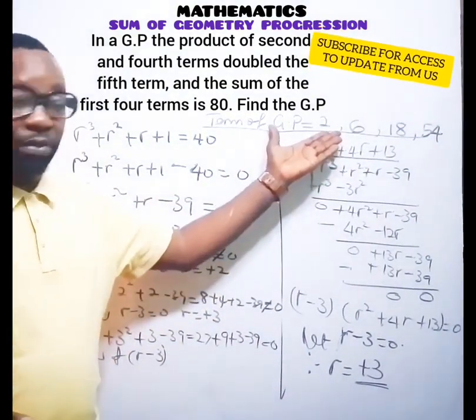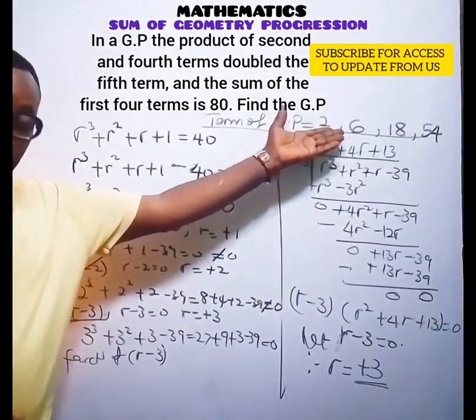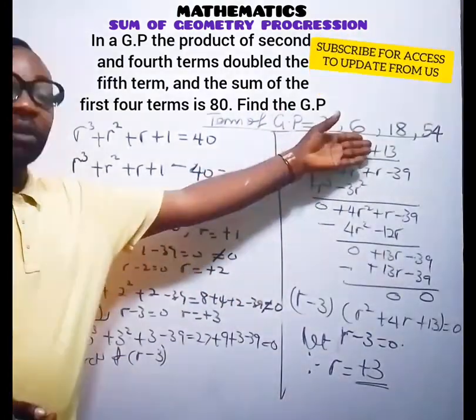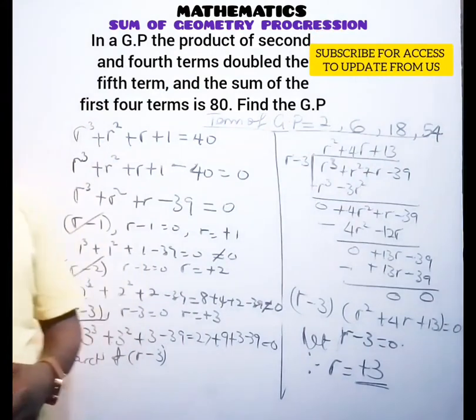So we just have to express it properly. a is the first term, ar the second term, then the third term, and the fourth term, like that.